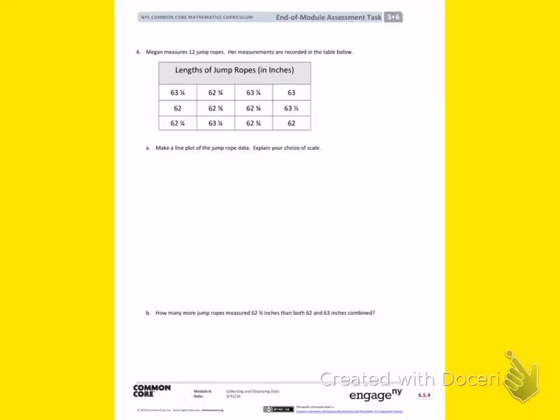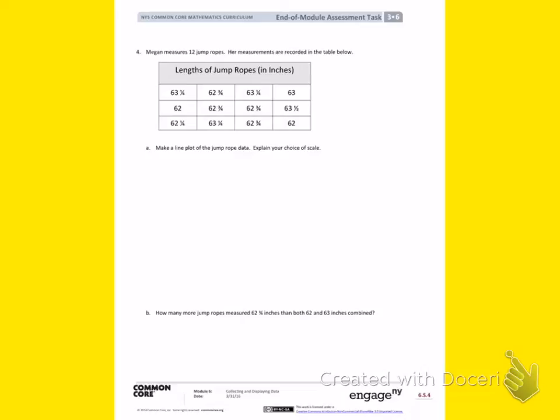This is Module 6, End of Module Review, page 4. Number 4. Megan measures 12 jump ropes. Her measurements are recorded in the table below. Letter A. Make a line plot of the jump rope data. Explain your choice of scale.